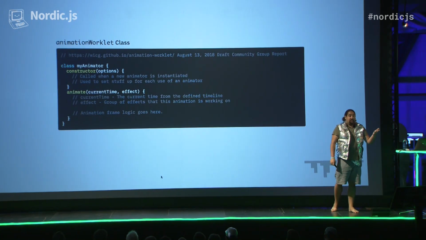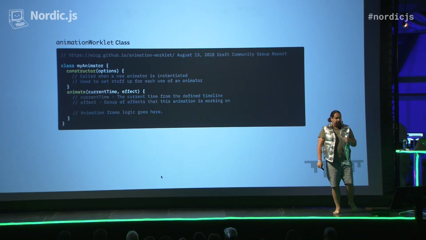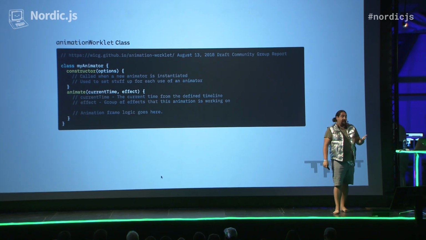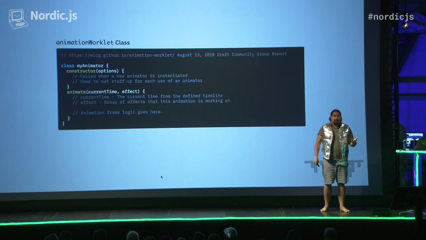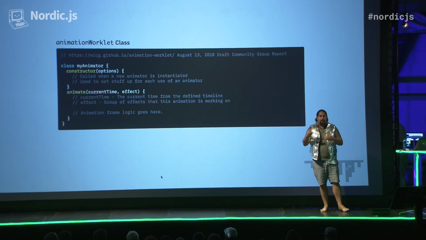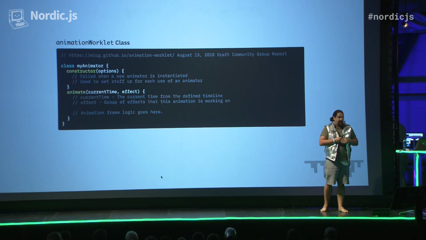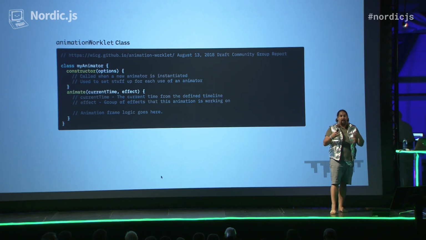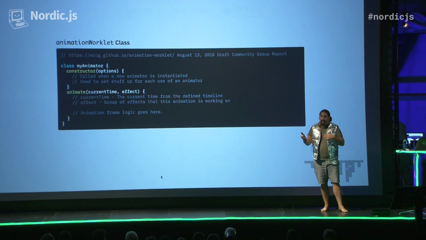So the animation worklet looks a little bit something like this. You've got a constructor that you can take options in, and you have this animate process that takes the current time, which is the time in the timeline. We're going to be working heavily with the animation API. And effects, which is an array of keyframe effects from the animation API that you want to actually work on.